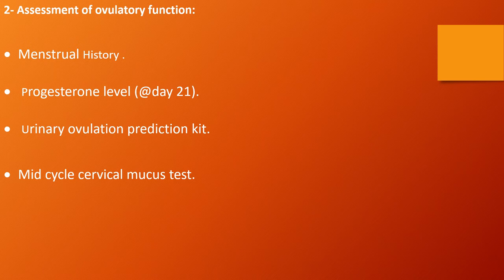We can also detect ovulation by measurement of the mid-luteal phase serum progesterone at day 21, and a progesterone level of more than 3 nanogram per milliliter is evidence of recent ovulation. An alternative way is to use the urinary ovulation prediction kit, which detects the luteinizing hormone. It is highly effective for prediction of the LH surge, which reliably indicates ovulation.